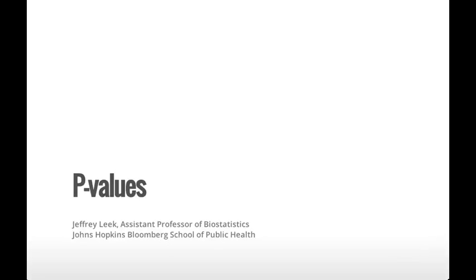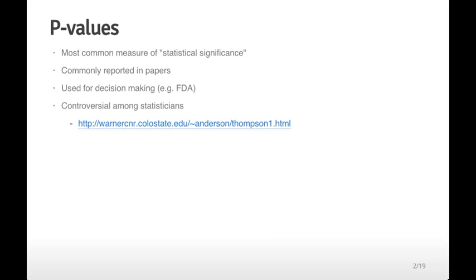In the previous videos, we talked a little bit about statistical inference with confidence intervals. In this video, we're going to be talking about p-values. P-values are the most commonly reported measure of statistical significance, so they're used all the time in papers. You see them reported in almost every medical journal paper that you read, although that's changing a little bit in recent years. They're also used very frequently for decision making.